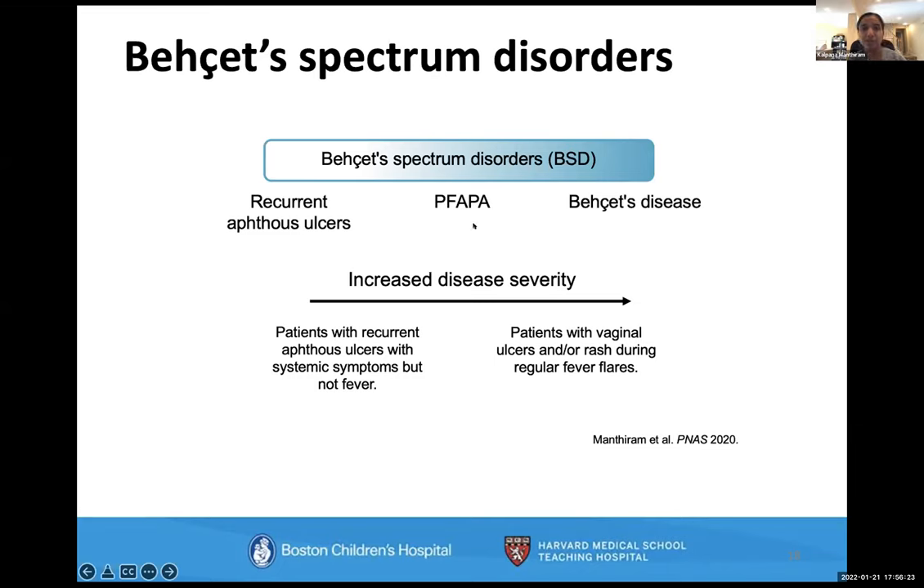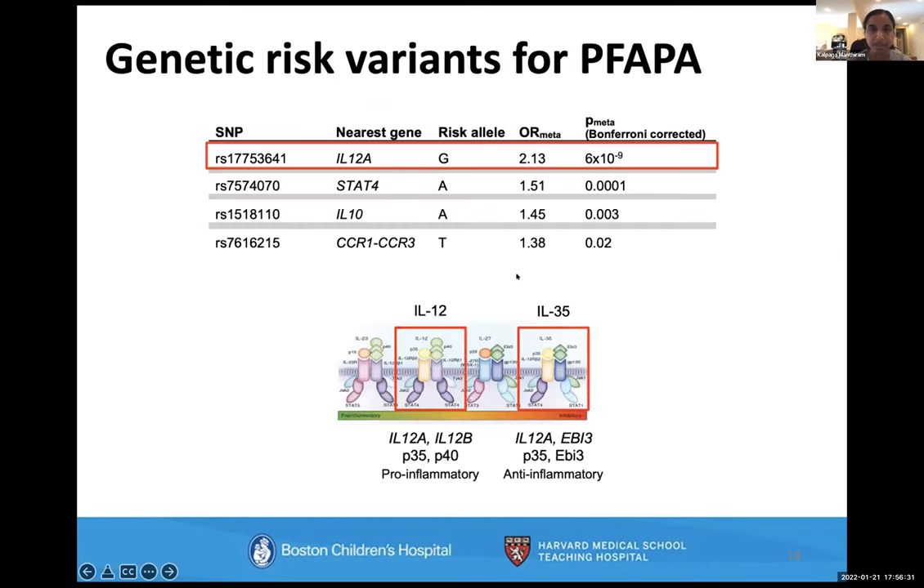Having this spectrum allows us to encompass these patients who may not clearly fit into one of these disease manifestations. So what are these risk variants that we identified for FAPA? As I mentioned, the strongest risk variant we identified was upstream of the gene IL-12A, and the odds ratio was quite high. IL-12A encodes the P35 subunit of a pro-inflammatory cytokine, IL-12, but also encodes the P35 subunit of an anti-inflammatory cytokine, IL-35, which is just starting to be understood.